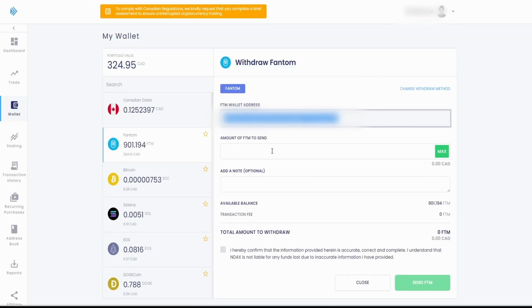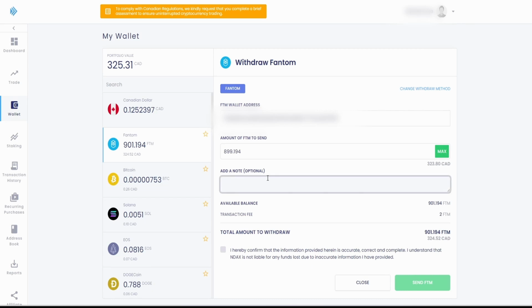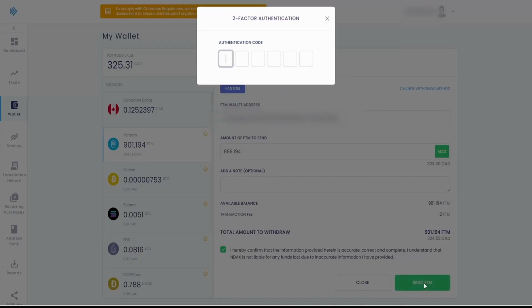Now that we're here, you're going to confirm the amount that you want to send. So we're going to send it all over. And it's showing me the amount in Canadian dollar value. I can add a note here, which is optional. And right now it's showing me the final balance and how much it's going to cost. So there's a 2 Phantom fee. I confirm, and then you're going to send the Phantom over.